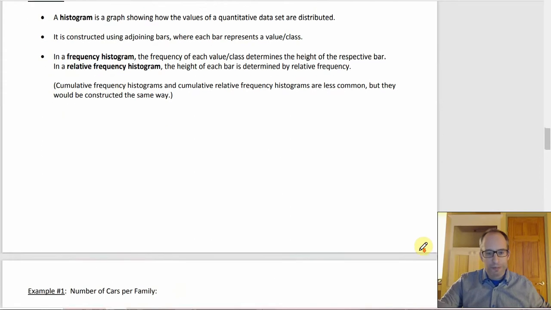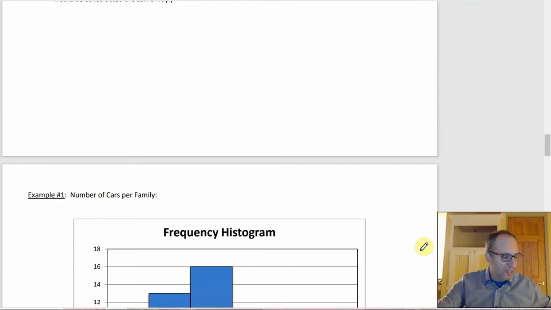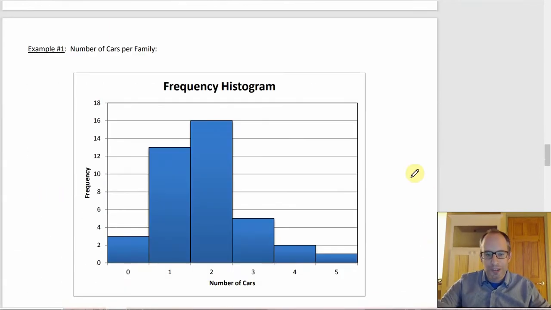All right, so let's see what they look like. A frequency histogram for the cars. Notice we have the bars all touching each other, and we've got a bar for 0, 1, 2, 3, 4, and 5. The height of the bar is just based on what the frequency was. For 0, the frequency was 3, so that's the height of this bar. For 1, it was 13. For 2, it was 16. For 3, it was 5. And then 2, and then 1.